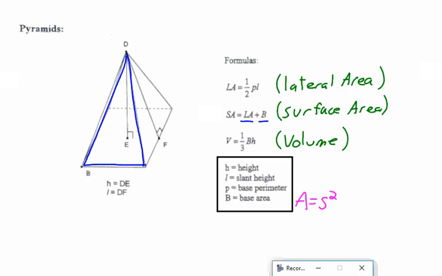That concludes our lesson for today. That goes over what all of these terms mean, what all of our variables mean in our formulas, and what the LA, the SA, and the V all stand for and what they represent.